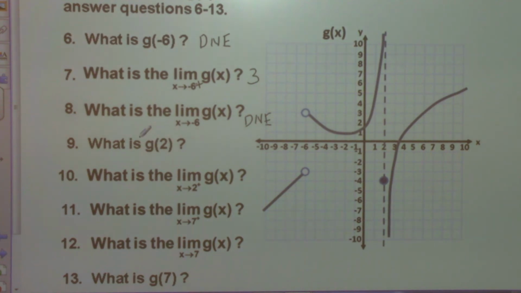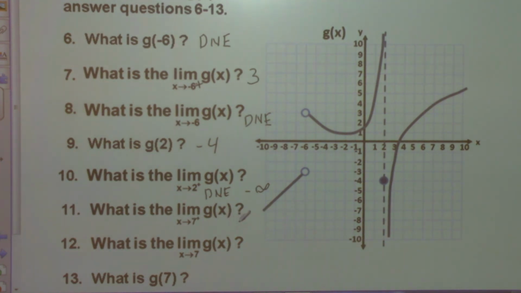Next, what is g of 2? And so if you go to 2, we have a vertical asymptote, but here there's a point filled in below. So our answer to this one is -4, because we do have the function defined. What is the limit as x approaches 2 from the right side? Well, as x approaches 2 from the right side, we're going towards negative infinity. So you could have put does not exist, or negative infinity, something that indicates that's right.